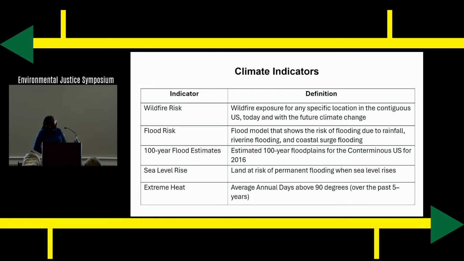We also have the climate indicator. And under the climate indicator, we have wildfire risk. That's wildfire exposure from any specific location in the US, excluding Alaska and Hawaii. Then we have the flood risk model. It shows the risk of flooding due to rainfall, riverine flooding, and coastal surge flooding. We have the 10-year flooding estimates, the sea level rise. That's the land at risk of permanent flooding when sea level rises. And we have extreme heat. That's the average annual days above 90 degrees over the past 5 years.